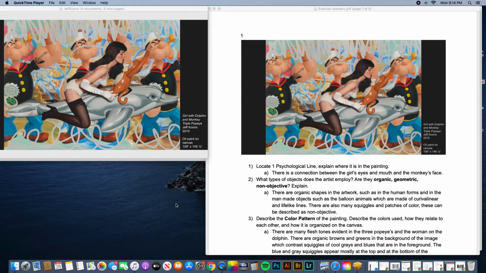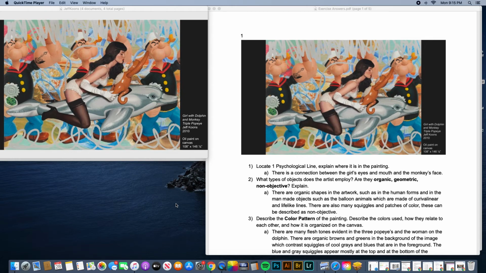In exercise 1, we were looking at a large painting by the artist Jeff Koons called Girl with Dolphin and Monkey, Triple Popeye. The first question was, locate one psychological line, explain where it is in the painting.